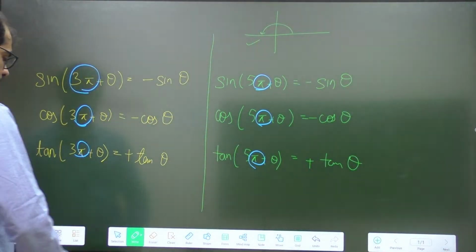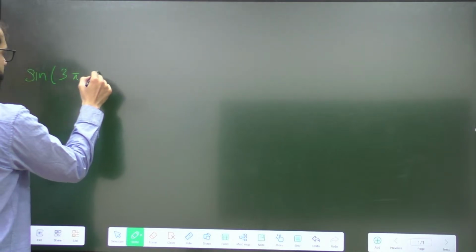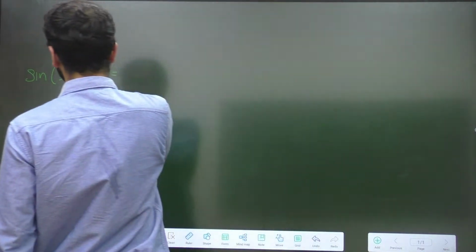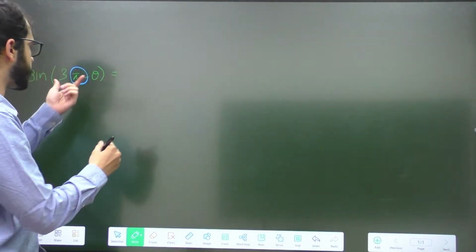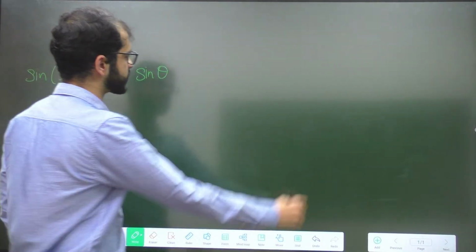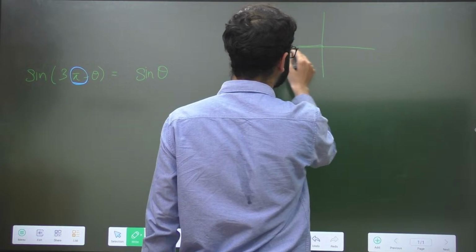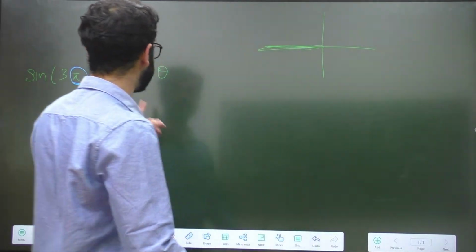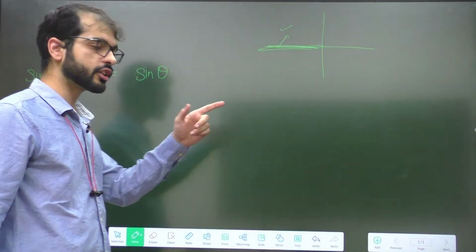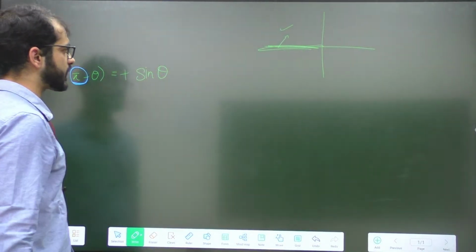Okay. Now let's discuss the next case, which was sine of 3 pi minus theta. Since this is a multiple of pi, sine will remain sine. I am going to write sine theta over here. 3 pi minus theta. Let's observe. 3 pi takes me to the negative x-axis. If I subtract an acute angle, I'll enter into the second quadrant. In the second quadrant, sine is positive, so it will be plus sine theta.